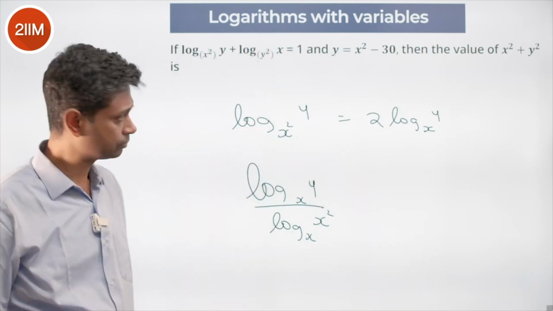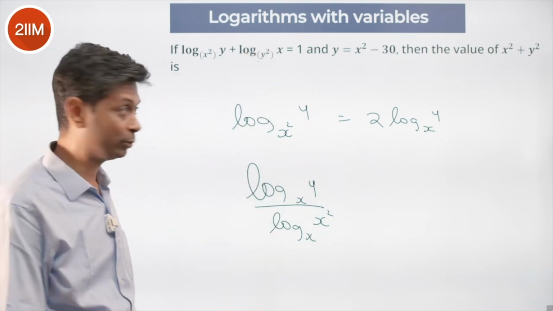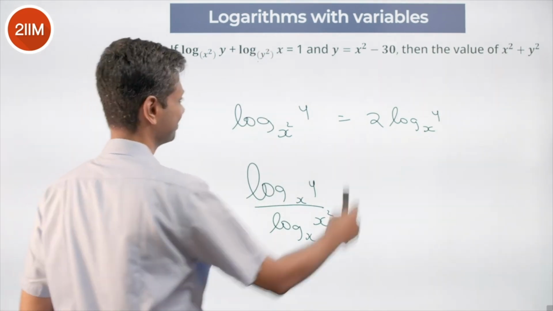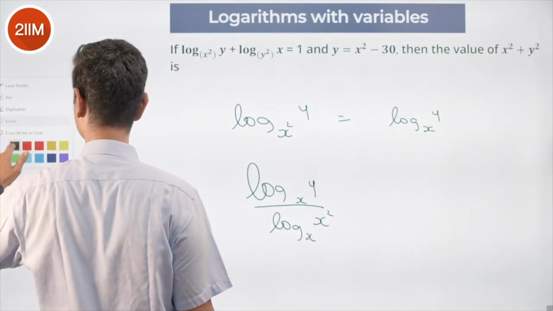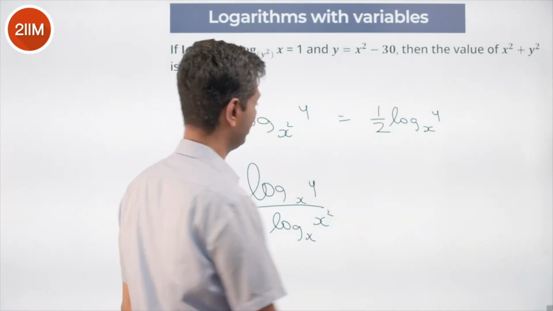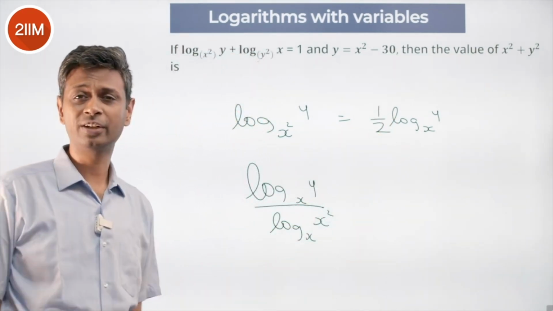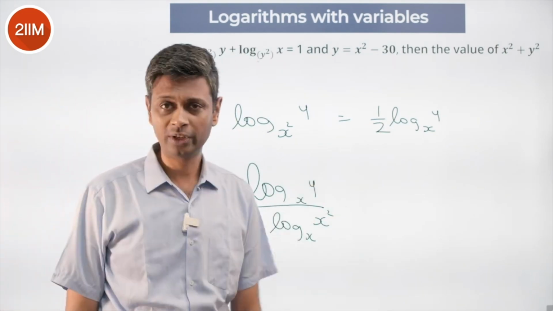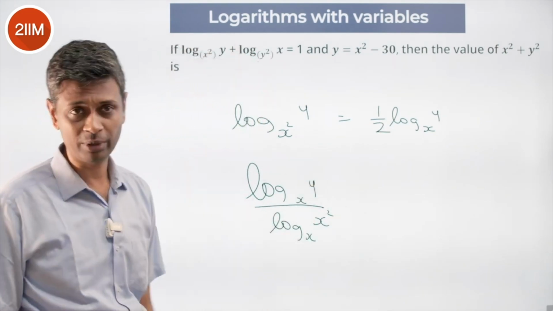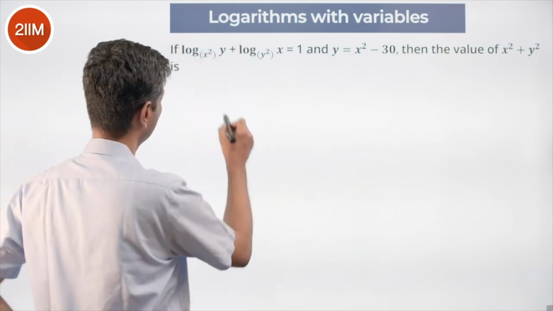Which makes this 2 times log x to the base y. No, not 2, 1 by 2. Half log y to the base x, this is 6. Log x square to the base x is in the denominator, this is 2. So half log y to the base x, this is half log x to the base y. That makes it very simple.